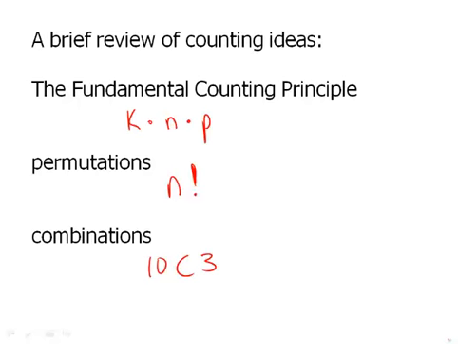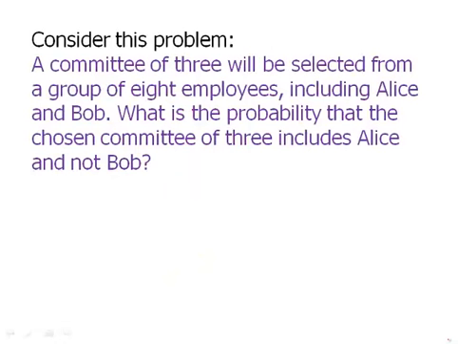So for example, here's a question. A committee of 3 will be selected from a group of 8 employees, including Alice and Bob. What is the probability that the chosen committee of 3 includes Alice and not Bob? So this is a classic counting scenario probability question. The whole idea that we have a certain group and we're picking people from this group. Whenever you start doing that, picking people from the group and then applying various restrictions, getting this person, not getting that person, having this person sit next to that person, all that kind of stuff, that is classic counting technique scenario. And so we have to use counting techniques. So let's think about this.